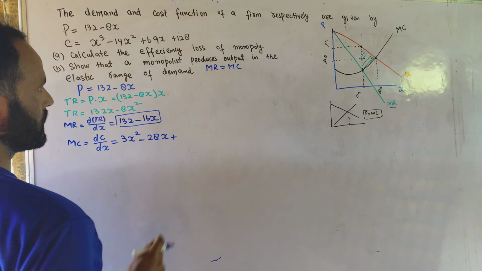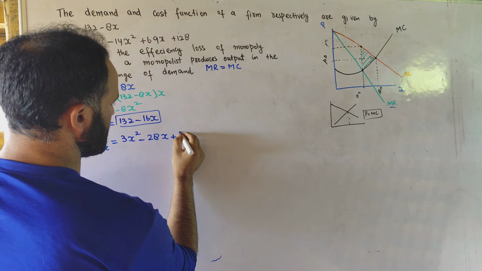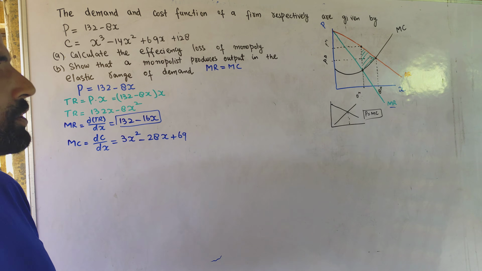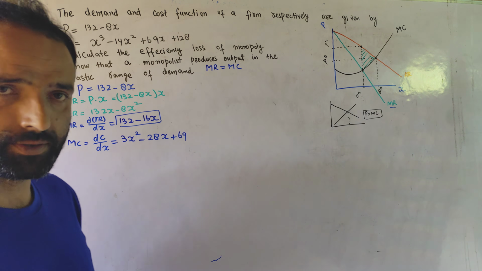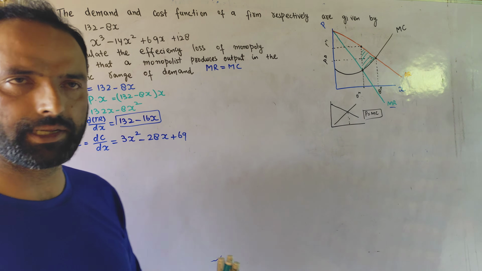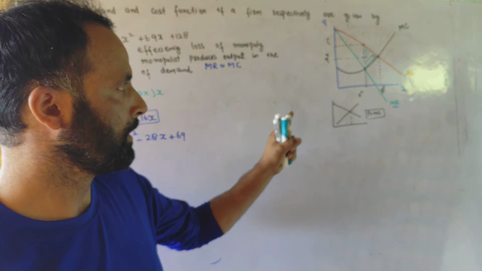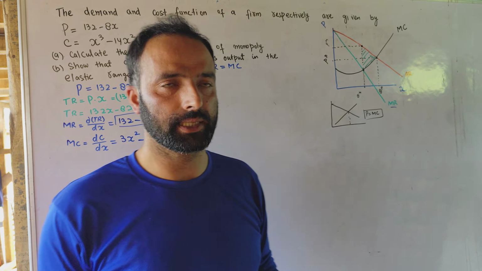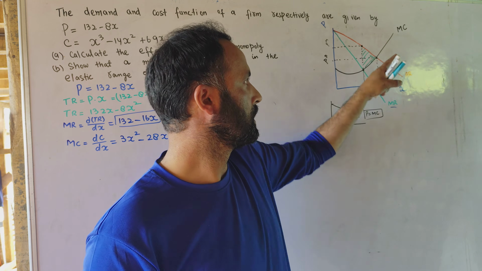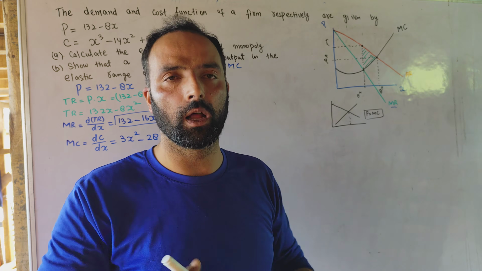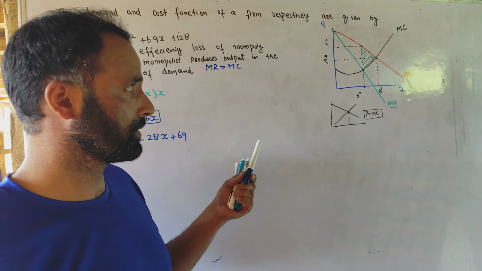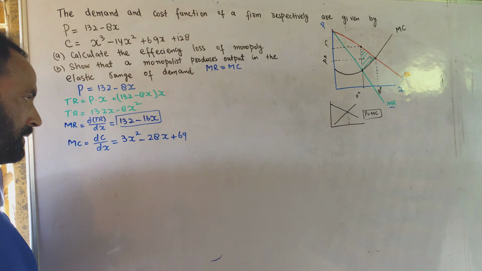Plus the derivative of x in the third term is 1, we are left with 69, and the derivative of a constant is obviously 0. This is our marginal cost function. So here comes the thing that I was trying to impart to you: we have a non-linear marginal cost function. If it was a linear function, it would be very easy to calculate the area of this triangle, because the third side would also have been linear. But since it is not, it's a tricky one here.